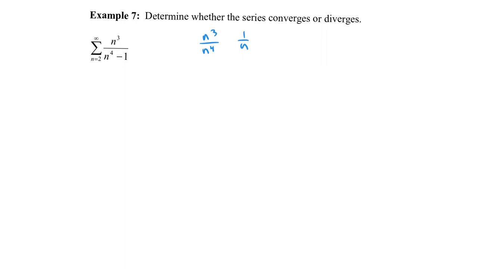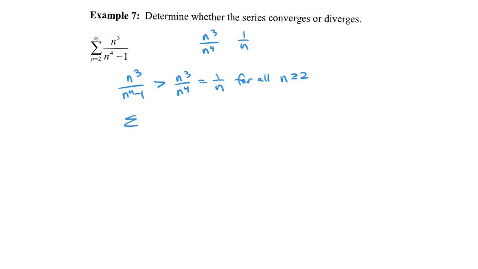So with this one, we can actually do a direct comparison test, because we could just do this. Let's look at this argument, n cubed over n to the fourth minus 1. This is bigger than n cubed over n to the fourth. It's bigger because this denominator is smaller than this denominator, which makes this thing bigger. And this thing is just 1 over n. So we could just do an argument like this. We could say this is true for all n greater than or equal to 2.